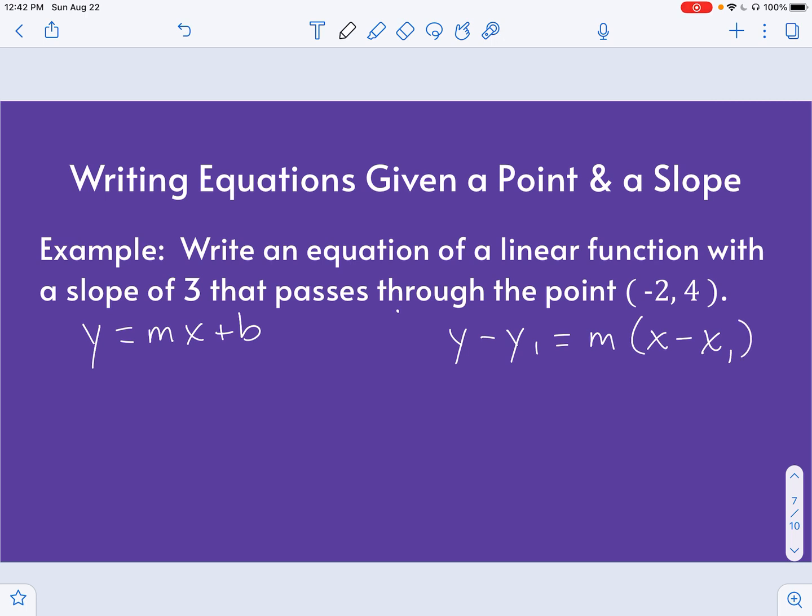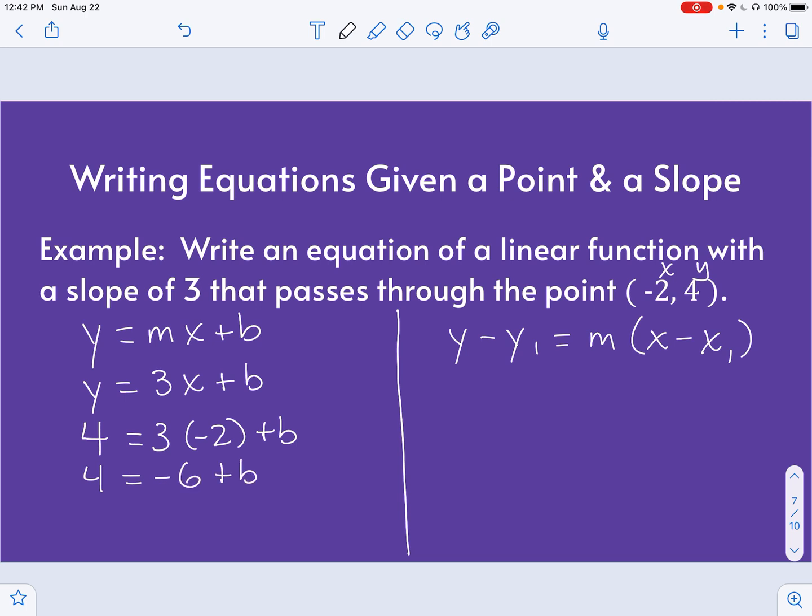So let's say I wanted to use slope-intercept. My slope is 3, so I'm going to plug 3 in for the slope value. And then my point is negative 2, 4. And remember, the first part of your coordinate is your x, and the second part of the coordinate is your y. So if I plug 4 in for y and negative 2 in for x, I will get that my y-intercept is 10. So doing it using that method, I would get that y equals 3x plus 10.